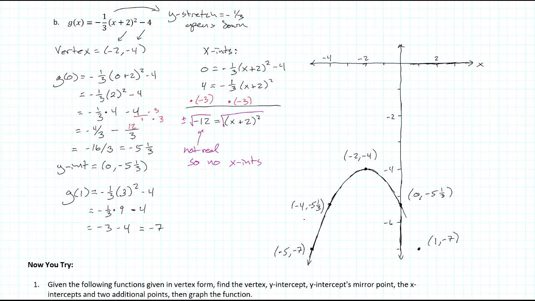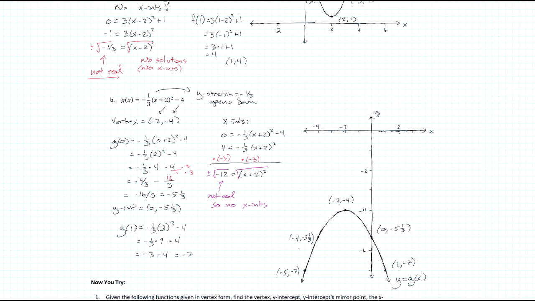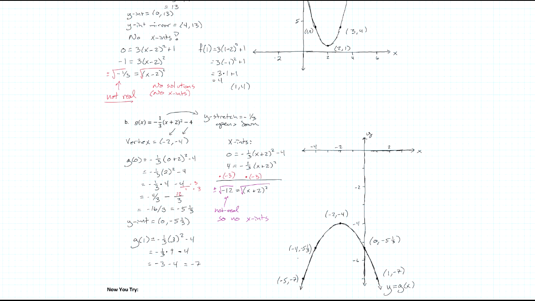We'll just add to our parabola a bit, clean it up. Label the function y equals g of x. Our y-axis, forgot that earlier. And there we go. That is the whole graph. So we've found all of the required things asked for in the problem. We've labeled our points. We've labeled the function.